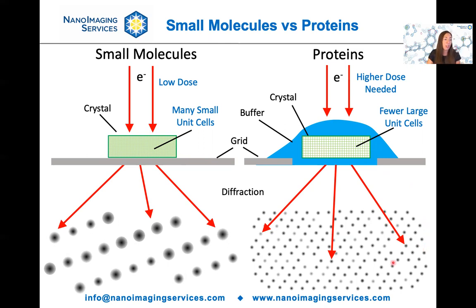Additionally, small molecules generally diffract to really high resolution, and there are many robust tools for phasing small molecule data. All these things together just really make it such that small molecules are seeing the greatest benefit from electron diffraction today.